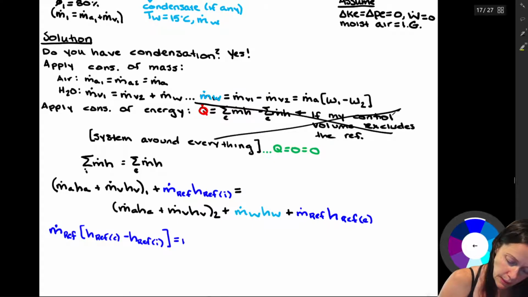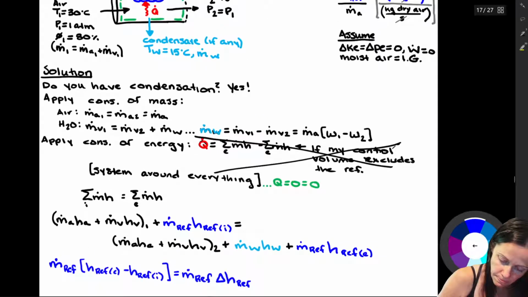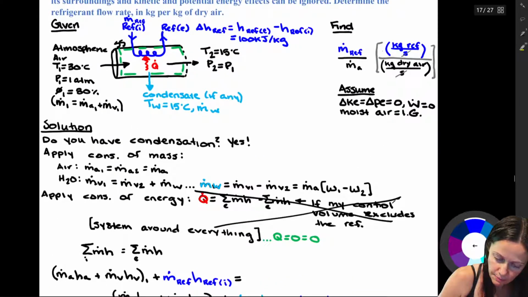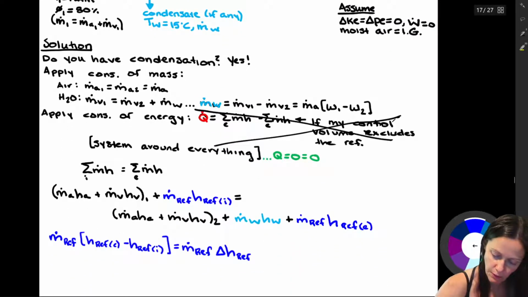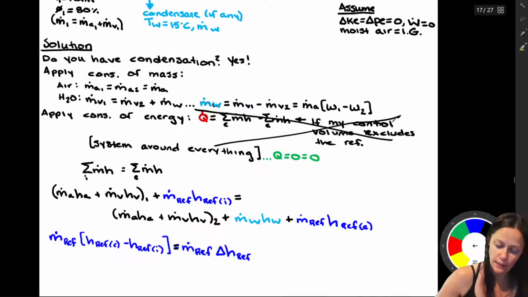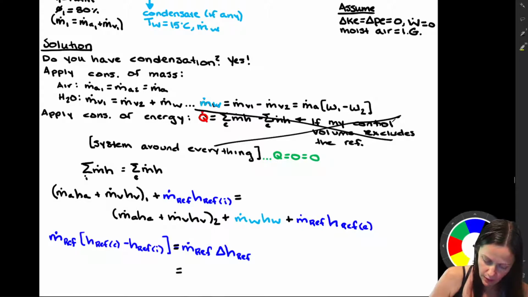And this is going to be just m dot of my refrigerant times delta H of my refrigerant. And remember, if we look up here, that's something I know. It's the 100 kilojoules per kilogram. Okay, perfect. But that's also equal to, let's go ahead and take care of everything else.